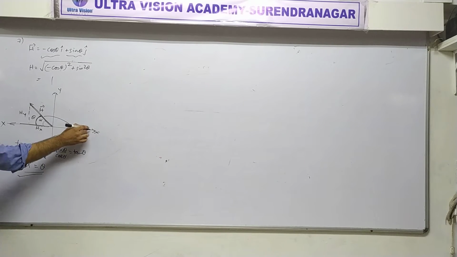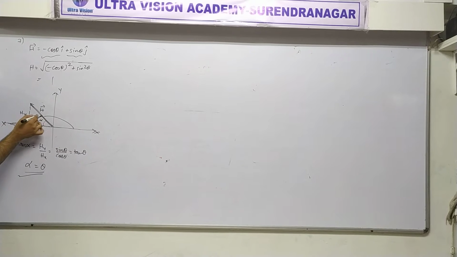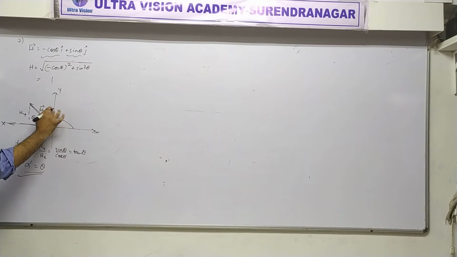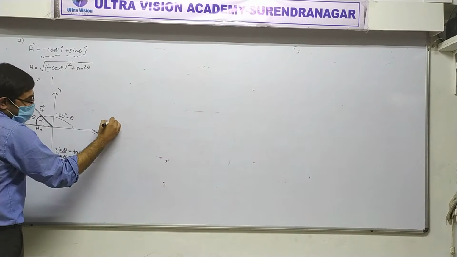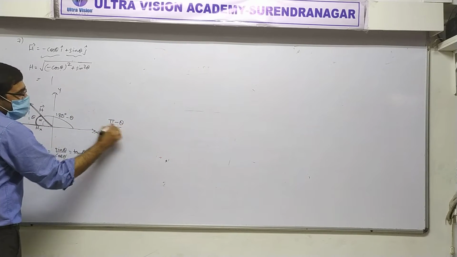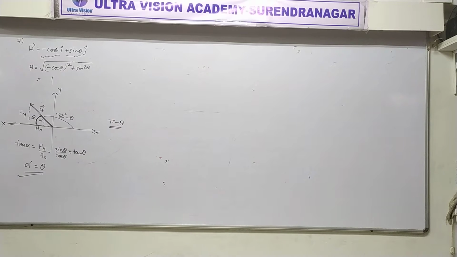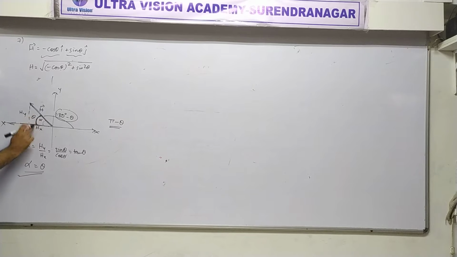How do we know? Because a straight line gives 180 degree. If this much is theta, then the rest on that side should be 180 minus theta. You can also write it as pi minus theta. Do you remember? 180 degree is how many radian? Pi. So pi minus theta if it is in radian. If it is in degrees, then 180 degree minus theta. Understood? Correct answer. So alpha is theta when we measure it with negative x.